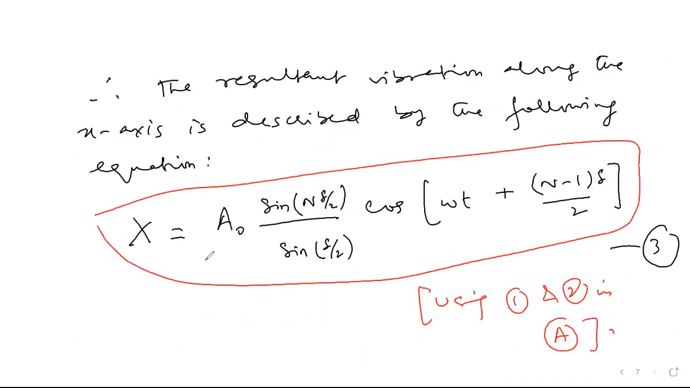So this equation, which gives us the resultant displacement of the resultant vibration, is basic to the analysis of the behavior of a diffraction grating, which acts precisely as a device to obtain from a single beam of light a very large number of equal disturbances with equal phase differences.